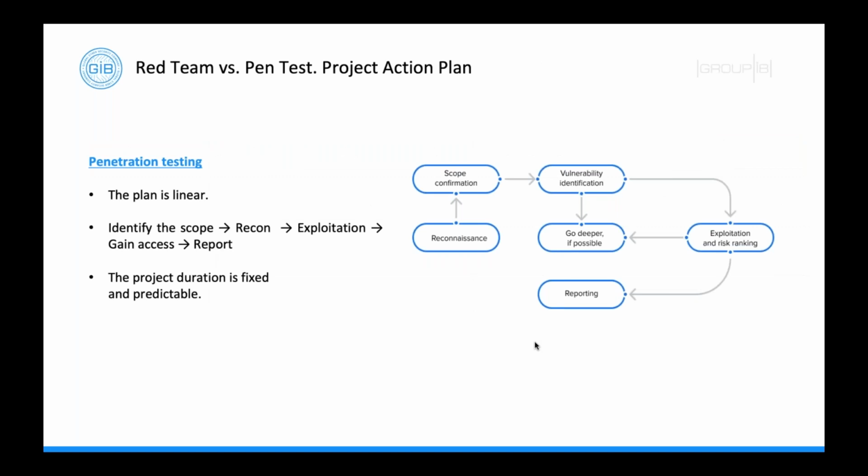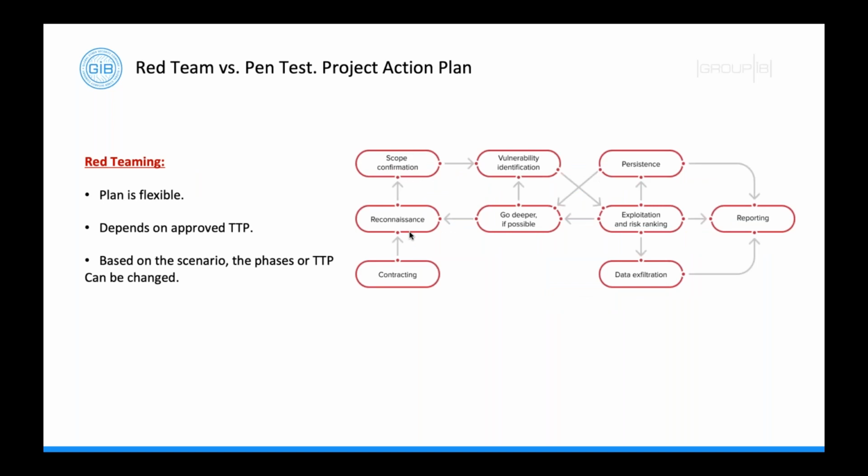In terms of the action plan, there's some key differences as well when it comes to scoping out the project action plan. With penetration testing, the project plan is very linear. It goes from identifying the scope to reconnaissance, to exploitation of different vulnerabilities, to gaining access to different systems, and then to provide a full report. The project duration is typically fixed and it's predictable. So this is really the key outline of a penetration test when it comes to the project action plan. It's very linear.